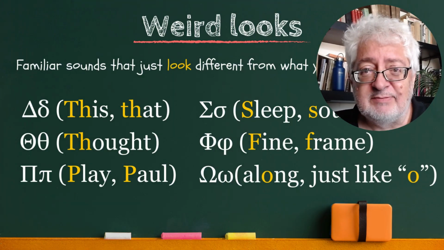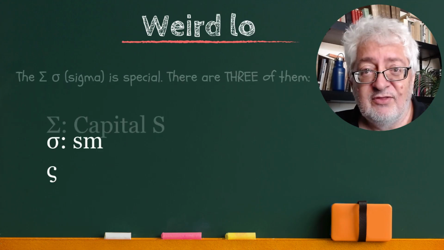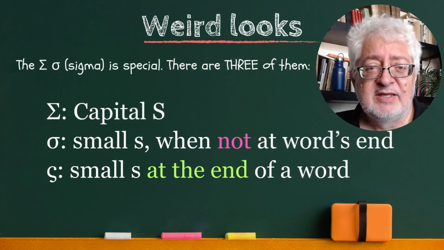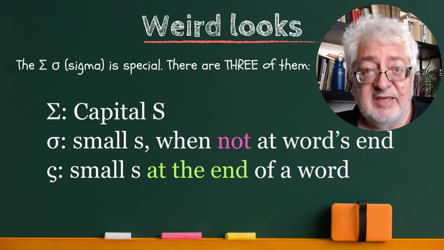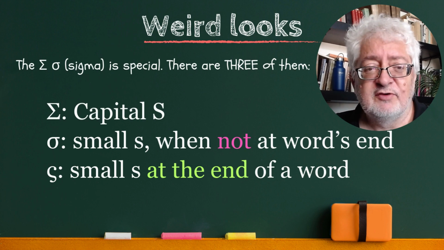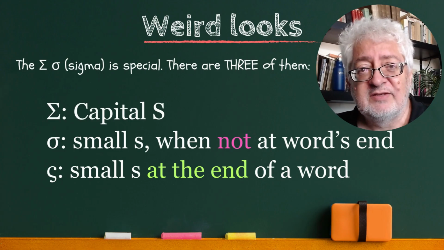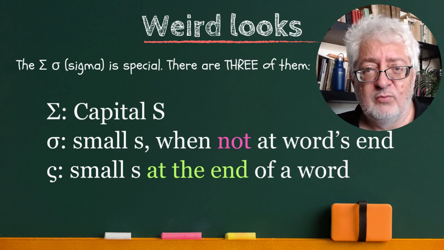Now we come to the sigma. The sigma has a third form. It's nothing difficult, nothing scary. It's just something to remember. You have the capital S, which you see here in the first line. In the middle, you have the small s when it's not at the word's end. And then we have a special S when it is at the end of a word.